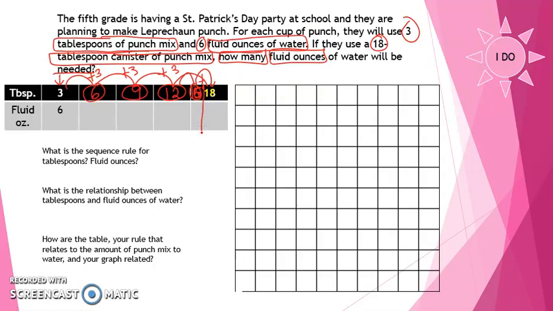Okay, so now if we have our sequence rule, okay, for the tablespoons, our tablespoons are add 3. Okay, and I also could have thought to myself 3 times what number, because we have 1, 2, 3, 4, 5 more slots to fill is going to get me to 18. Well, if I already have 3 times 5 more batches is 15, and 15 plus 3 is going to get me to that 18.